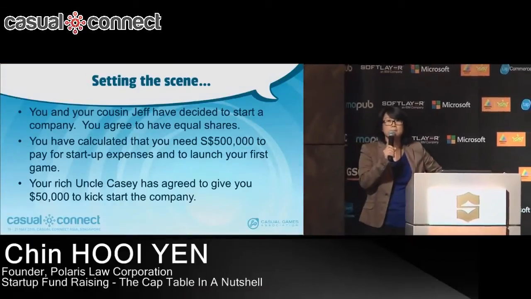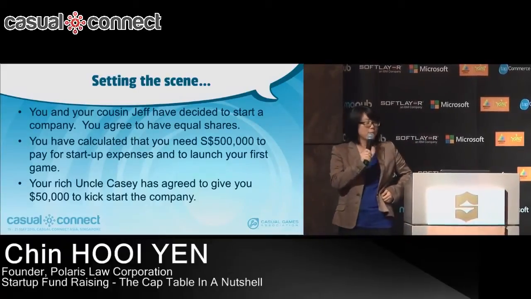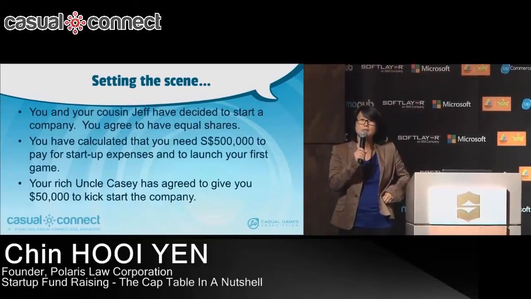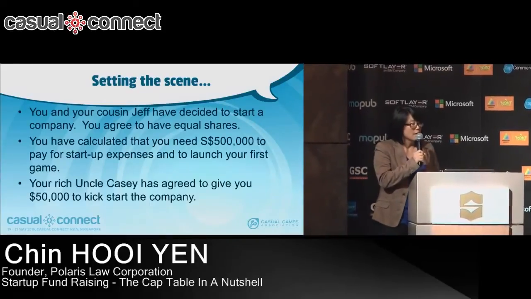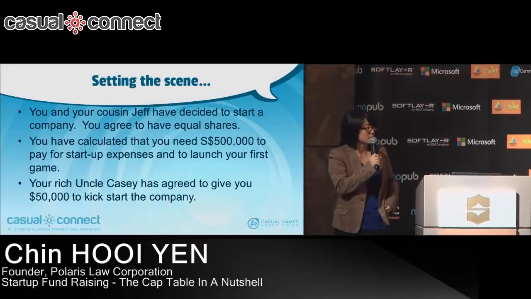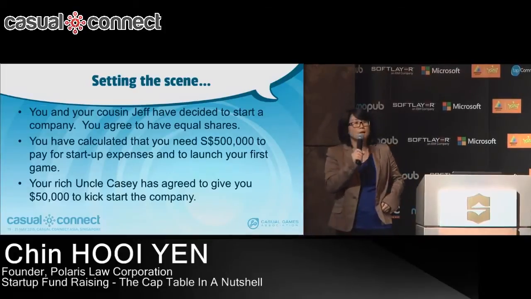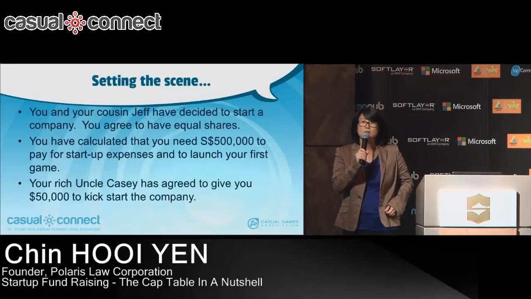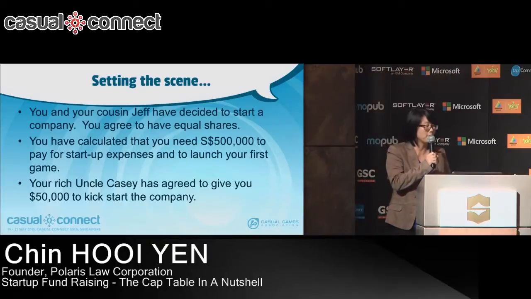Okay, so to set the scene, you and your cousin Jeff decided to start a company. You agreed to have equal shares. That's amongst co-founders, I suppose that's a common fallback position. You've calculated that you need $500,000 Singapore dollars to pay for startup expenses and to launch your first game. I looked at the Casual Connect website, and I understand that the typical cost to launch a casual game ranges between 100,000 US to 500,000 US. So I've put a reasonable number there.